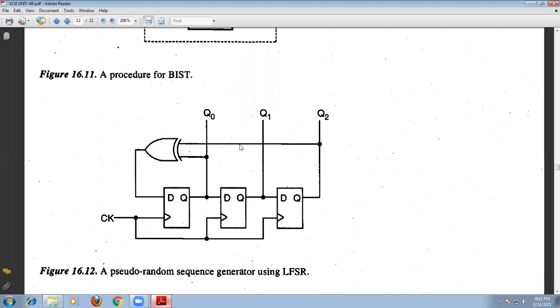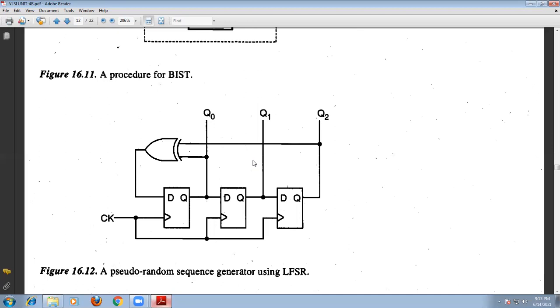Here, the most important compression technique we are going to use is signature analysis, using a signature analyzer. This signature analysis is based on the concept of cyclic redundancy checking.